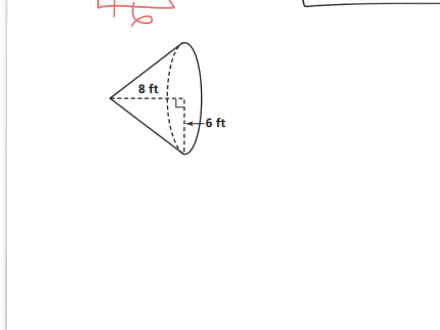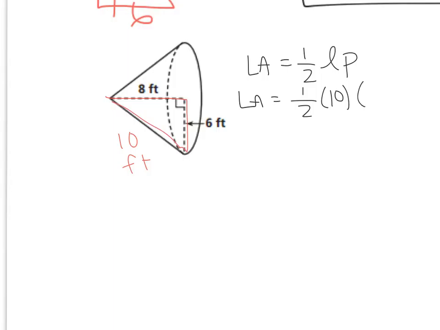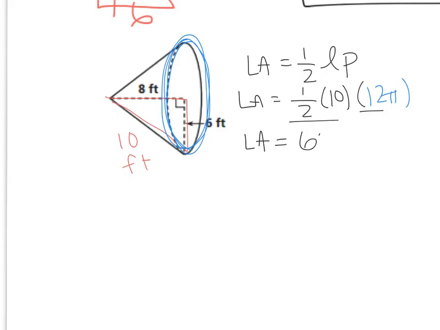And then down here you have another cone. You don't have the slant height, but you can do the Pythagorean theorem. This is going to be 10 feet exactly. So lateral area is 1/2 the slant height times the perimeter of the base. Lateral area is 1/2, the slant height is 10. The perimeter of the base is the circumference, so that's going to be 12 pi. To be exact, half of 10 is 5. 5 times 12 is 60. So lateral area is 60 pi feet squared.